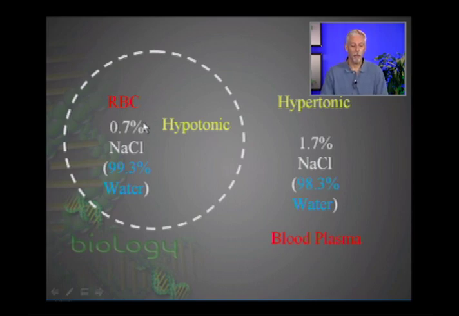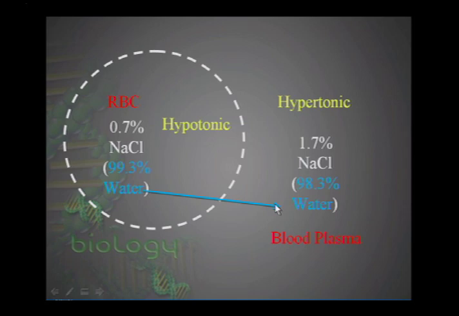So again, keeping in mind that if this is 0.7% saline, it's 99.3% water. If this is 1.7% saline, it's 98.3% water. So water is less concentrated in the plasma than within the cytoplasm. So where is water going to go? Hopefully you pointed in that direction. Water is going to diffuse towards the hypertonic solution, greater osmotic pressure. It's acting as the chemical sponge.